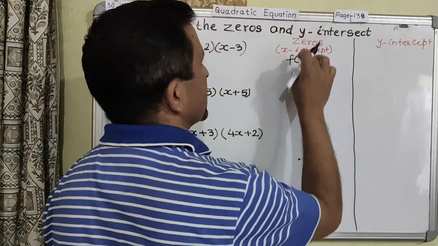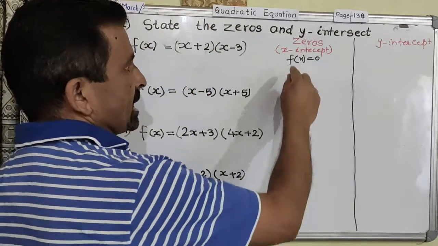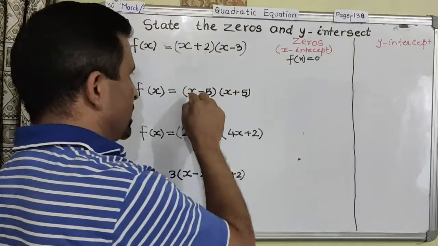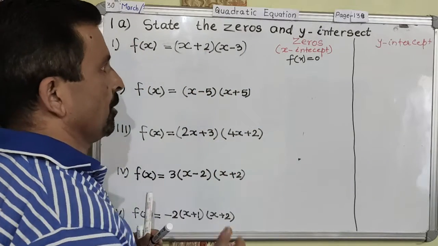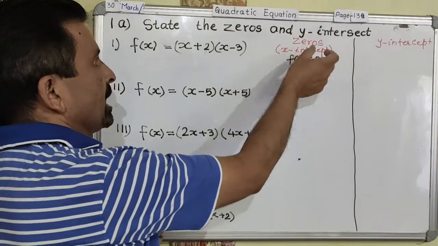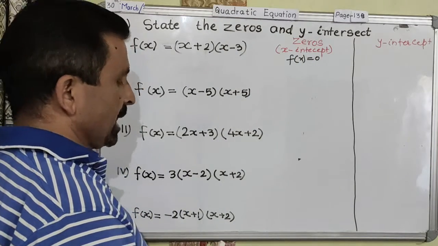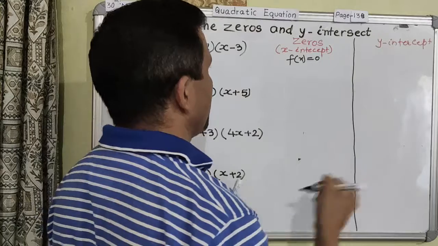Now please remember this. For calculating the zeros or the x-intercept, you will always take f(x) equal to 0. For every equation, we will take f(x) as equal to 0. Clear? And by assuming this f(x) as equal to 0, you will get the x-intercept, or we call it the zero. Right? With this, now I am going to begin.